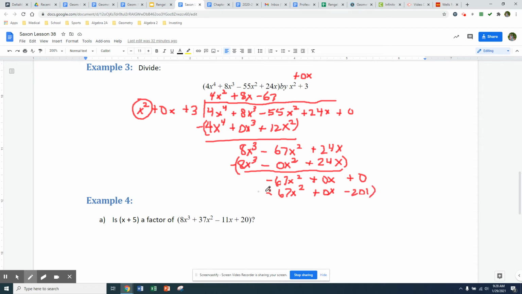Okay, and then we do our subtracting. So negative 67s cancel. 0 minus 0 is 0, and then 0 minus a negative 201 is actually a positive 201. So we'd have 4x squared plus 8x minus 67 plus 201 over our divisor, x squared plus 3.